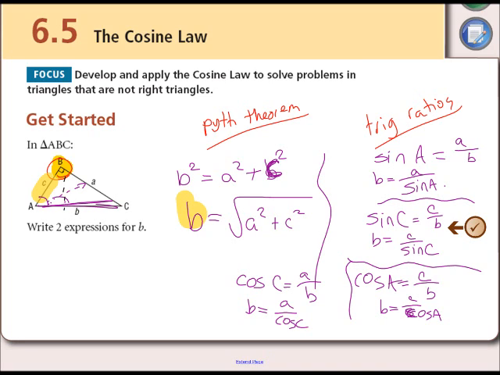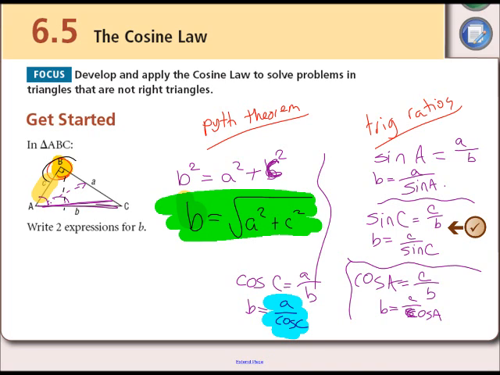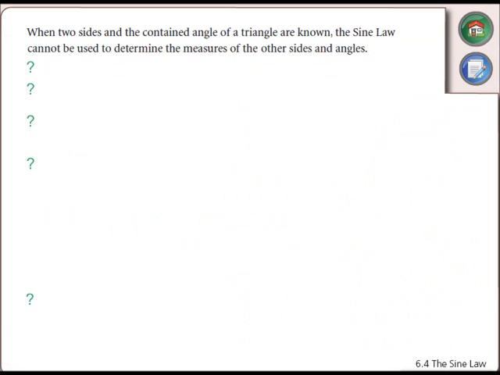What we're going to be doing today is looking at combining the Pythagorean theorem one and our cosine one, kind of slamming them together when we don't have our right angle triangle. All right, so when two sides and the contained angle of a triangle are known, what are they talking about? They're talking about knowing this side, let's call it a. Knowing this side, let's call it b. Knowing this angle, let's call it angle C.